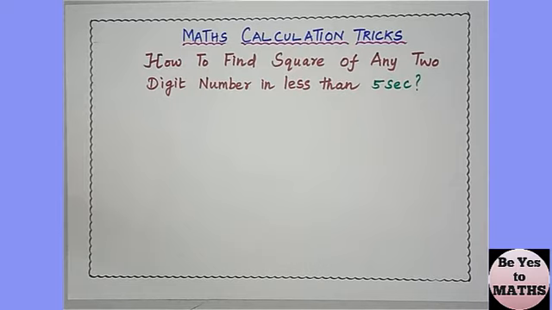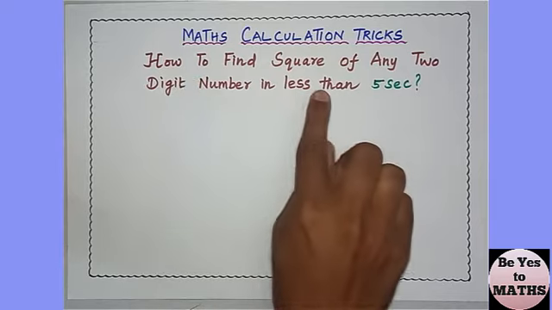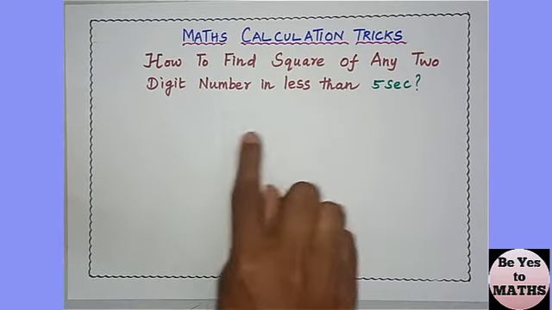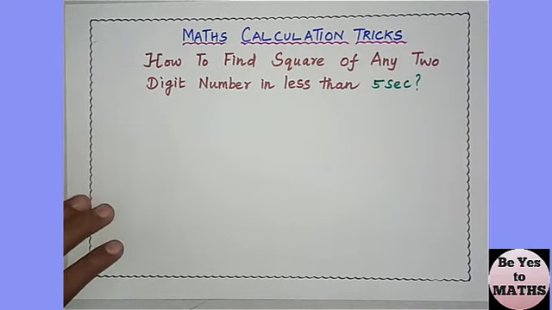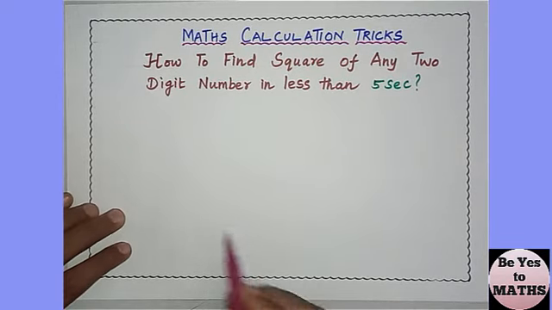This is the sixth video in our maths calculation trick series. In the previous video, we have learned how to find the square of a number which ends with 5. In this video, I will tell you how to find the square of any two-digit number in less than 5 seconds. Let's take an example. Square of 53.